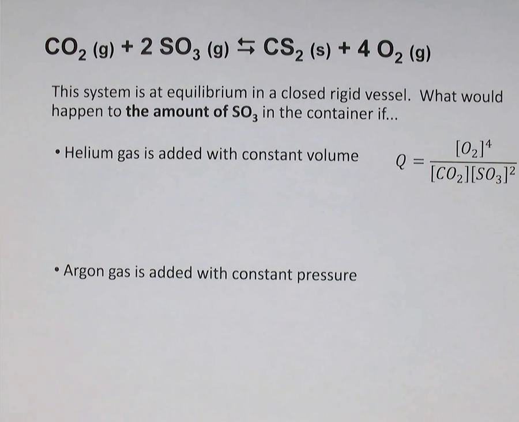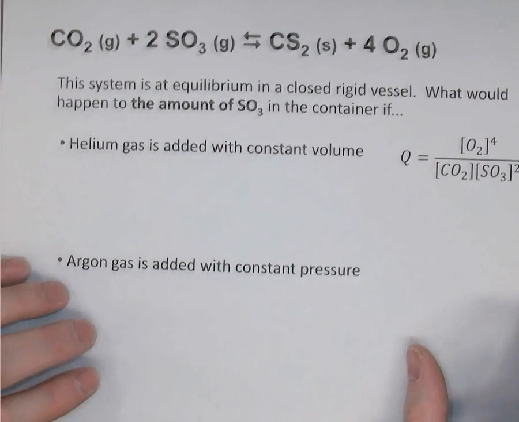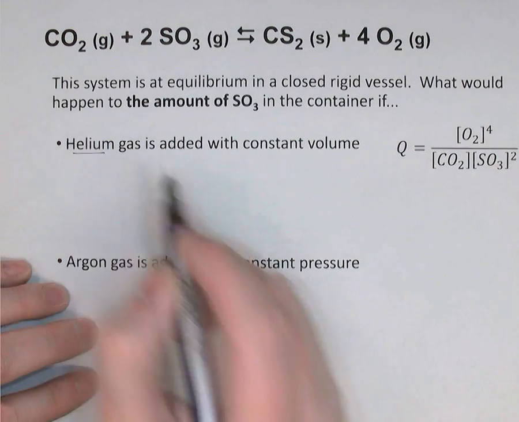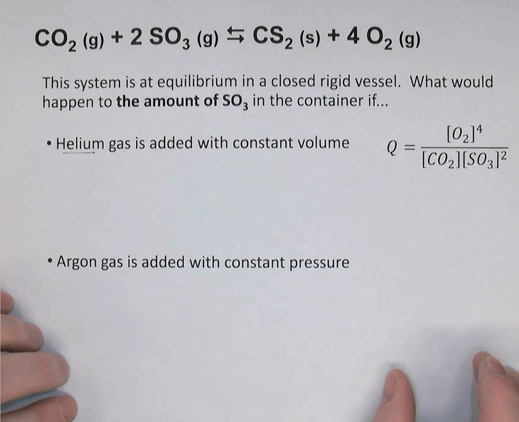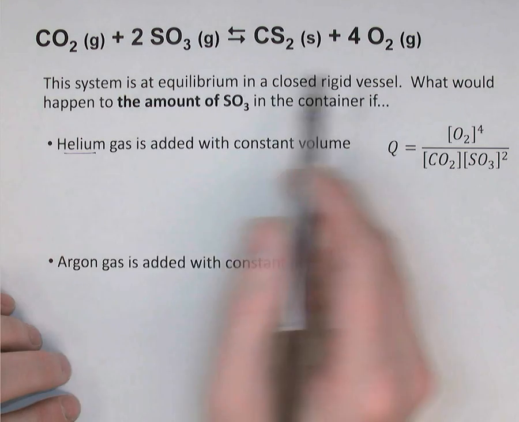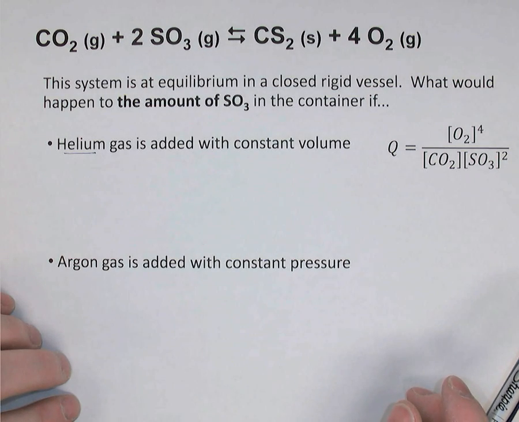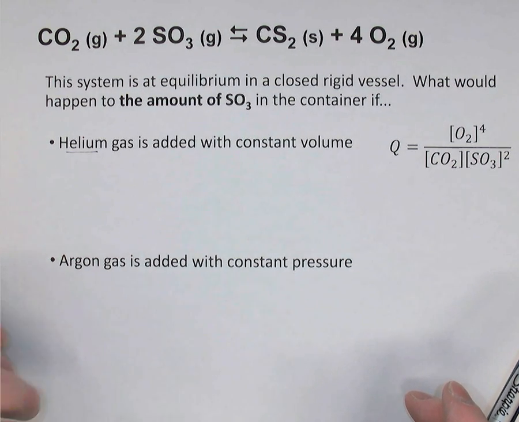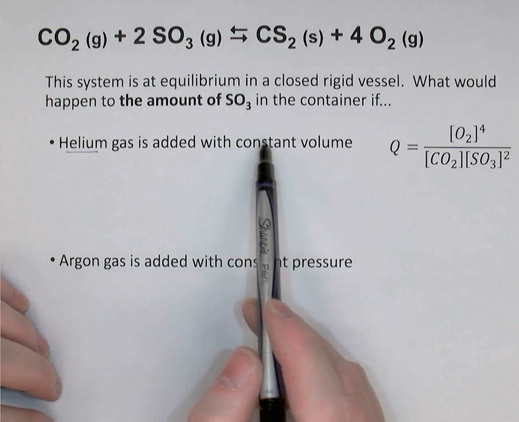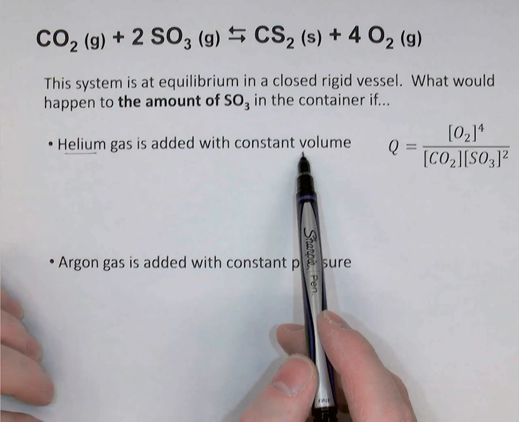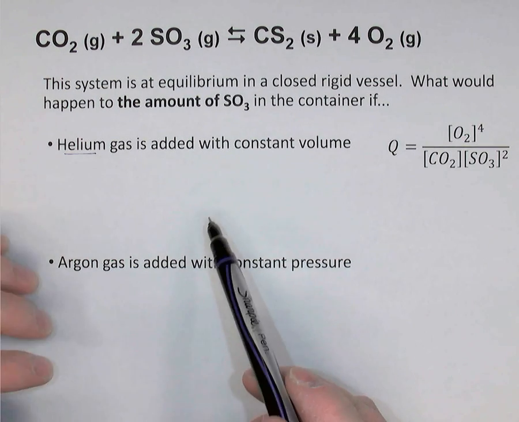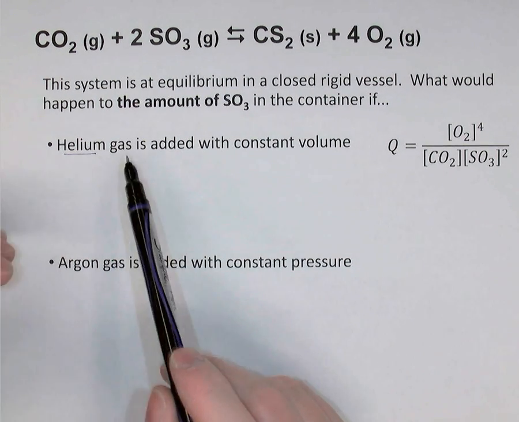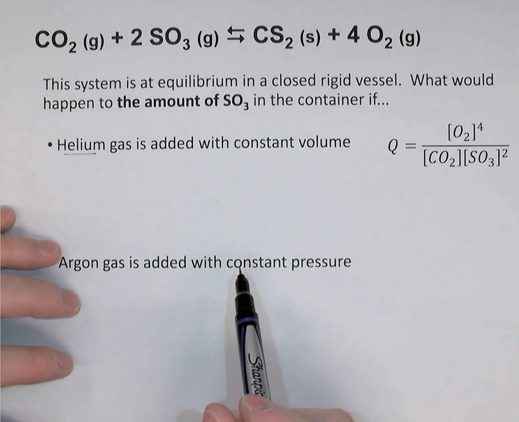What happens if we add some helium? Helium, we know, is an inert gas. It's a noble gas on the periodic table, so that means it doesn't react with anything in our system. But it does, of course, add one more gas to the container. What's going to happen if the volume is held constant? Well, if the volume is held constant, then adding helium is going to have no effect on this equilibrium.